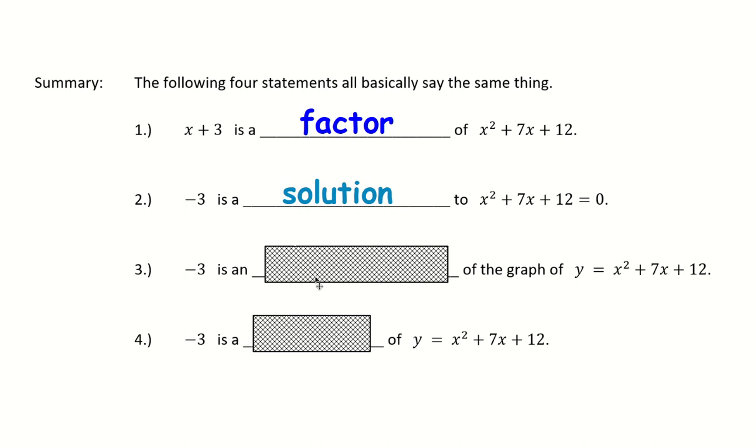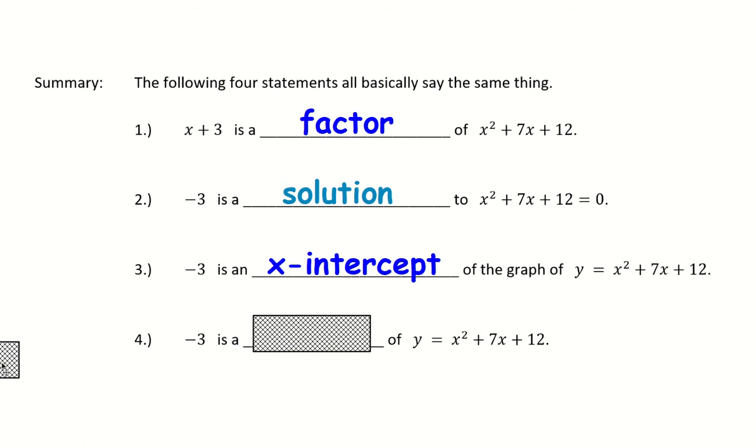But what about this? Negative 3 is a blank of the graph of this, with the y equals and everything, not the equals 0, but the y equals. So negative 3 is a what of the graph of this? I'm going to go with x-intercept. Yeah, and still the champion.